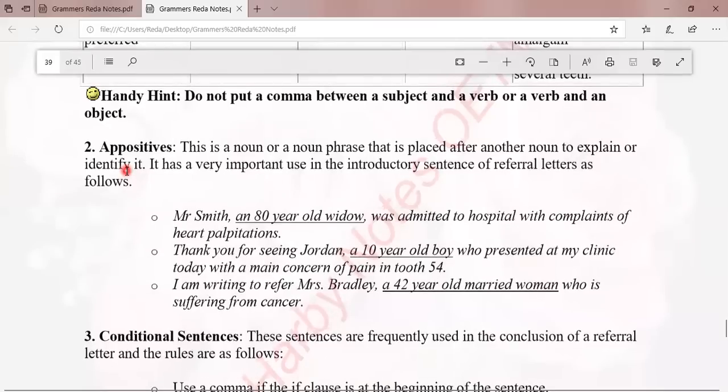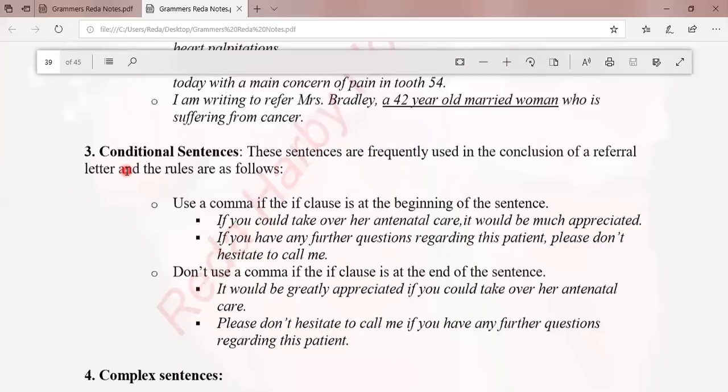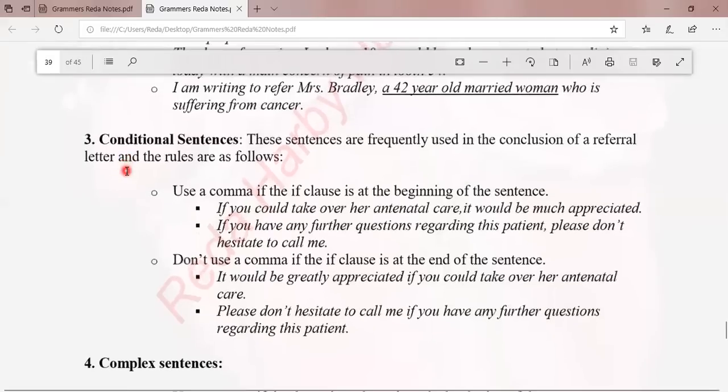Conditional, this is called conditional. Conditional sentences. If you could take over her antenatal care, it would be much appreciated. So a comma. If you have any further questions regarding this patient, comma, please do not hesitate to contact me.